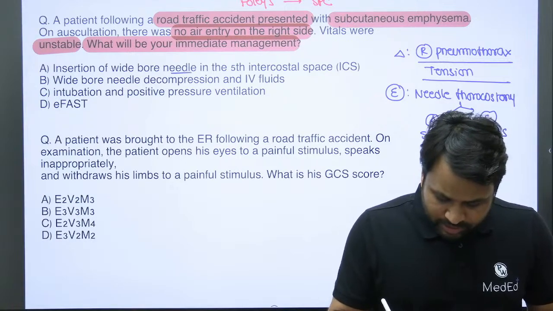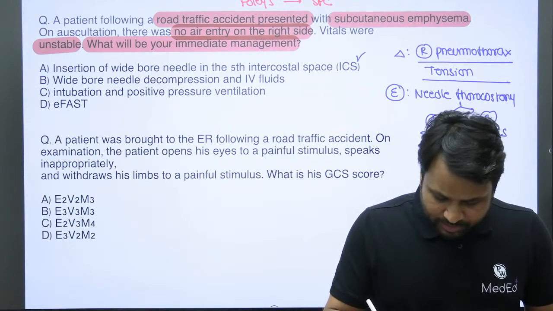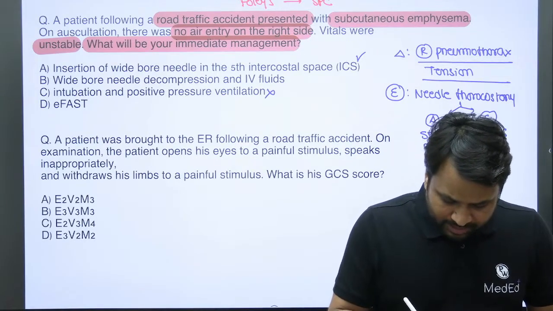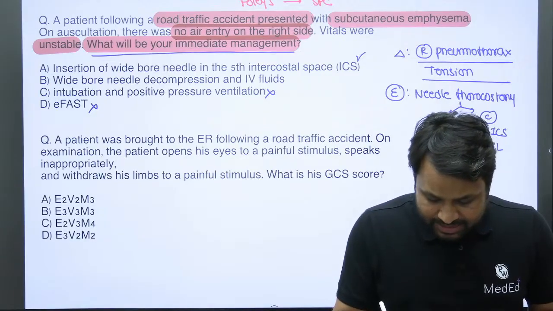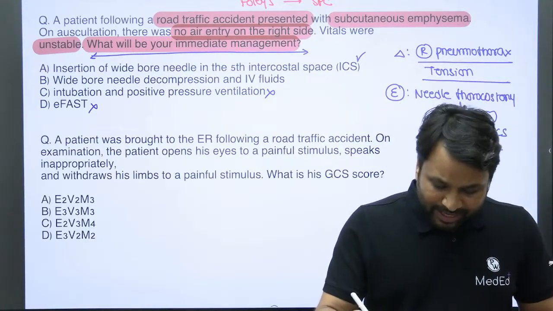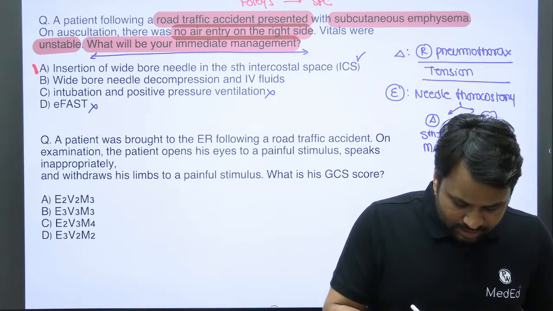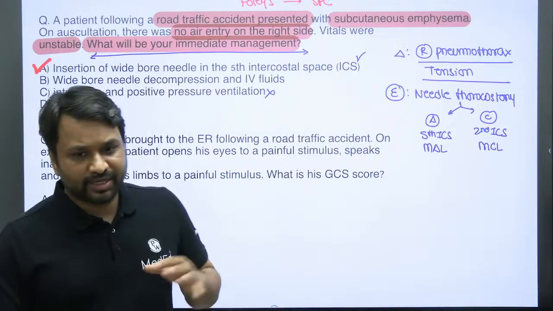So here, what is the immediate management? Insert a wide bore needle in the 5th intercostal space is correct. Wide bore needle and decompression, IV fluids. Intubate and positive pressure is not required. EFAST is not required here. It will be next immediate management. He's asking for management. The investigation cannot be a management. So here wide bore needle insertion in the 5th intercostal space in the mid axillary line is the right answer.